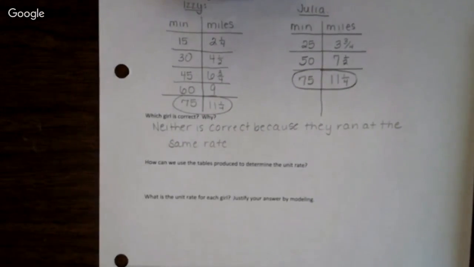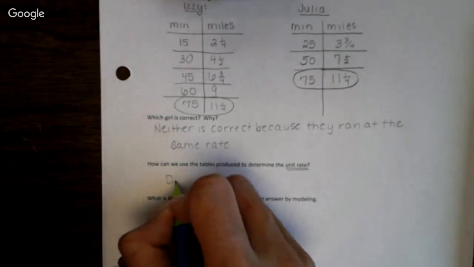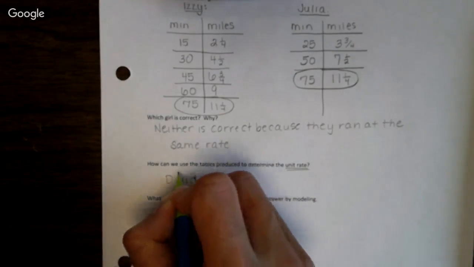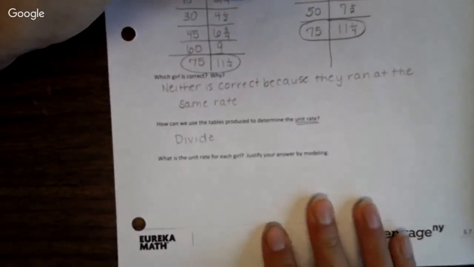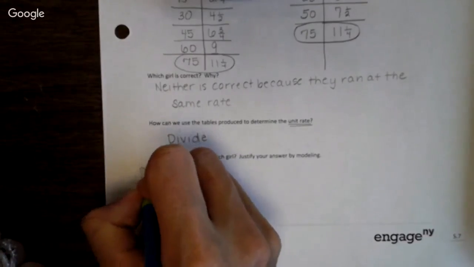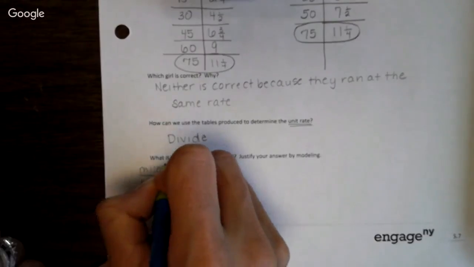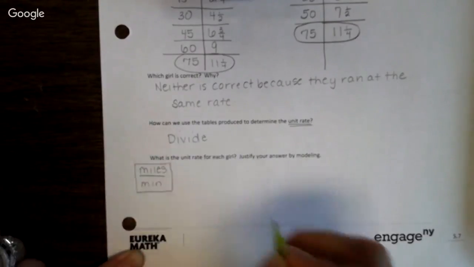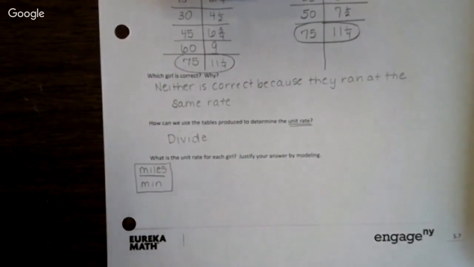Okay, so how can we use these tables to determine the unit rates? Well, if we want to find a unit rate, we are simply going to divide. Now, instead of creating the table, we could have done this right from the beginning to see who has the faster unit rate, but we're going to do that now. Now, we are going to be finding the miles per minute. So I'm going to draw my box showing that the miles is going to be on top, minutes is going to be on the bottom.